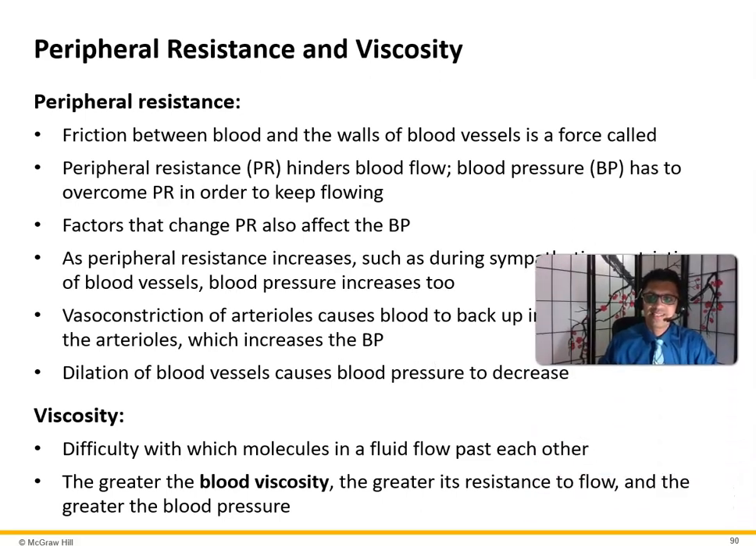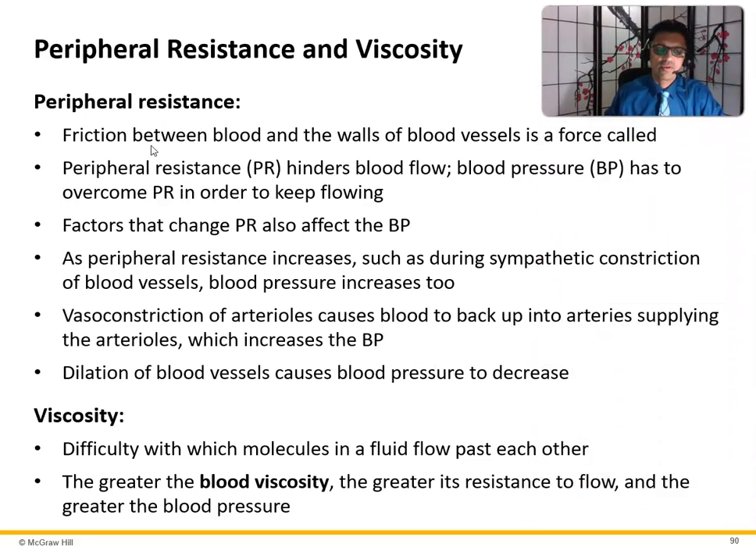Now, peripheral resistance. Friction between blood and the walls of blood vessels is a force called peripheral resistance, which hinders blood flow. Blood pressure has to overcome peripheral resistance in order to keep flowing. Factors that change peripheral resistance also affect blood pressure. As peripheral resistance increases, such as during sympathetic constriction of blood vessels, blood pressure increases too. All right, so sympathetic division, fight or flight, it's going to constrict and my blood pressure is going to go up.